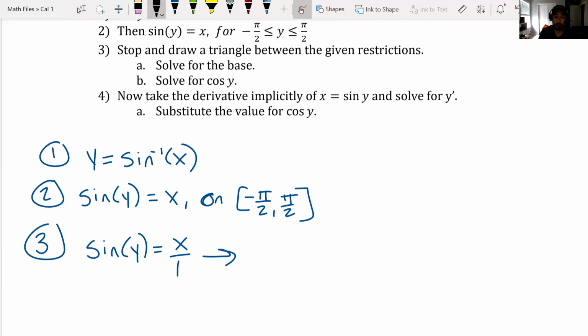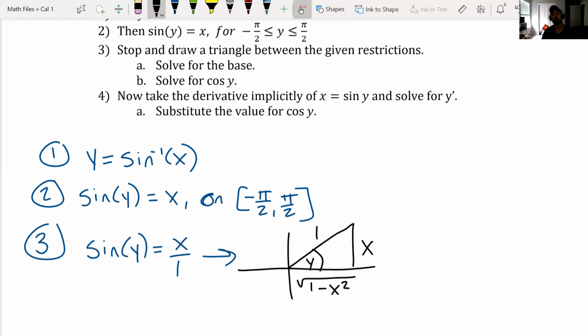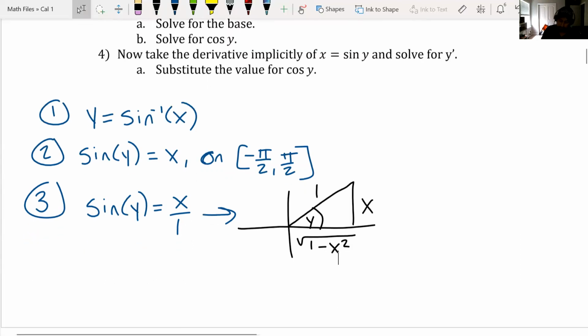Which means now, on my triangle, on those given restrictions, if sine of angle y is positive, then again, we must be in quadrant 1. Here's my angle of y. If sine is x over 1, sine puts opposite over hypotenuse. And then, by Pythagorean theorem, the base should become the square root of 1 minus x squared. Okay.